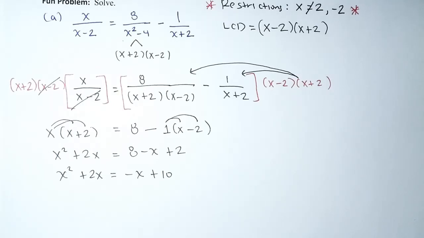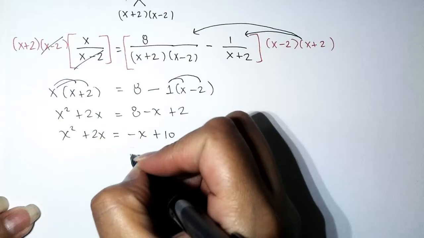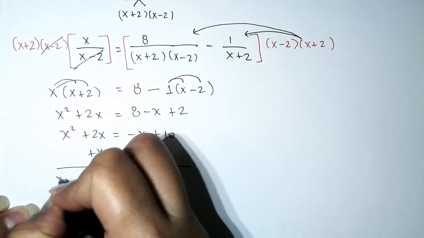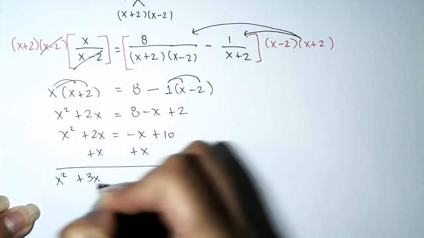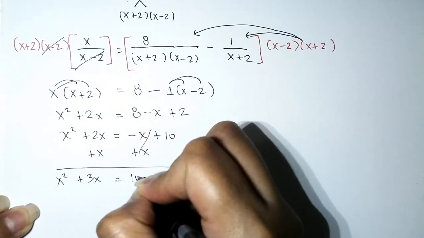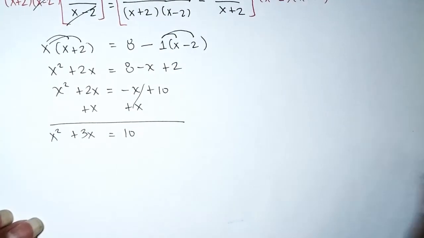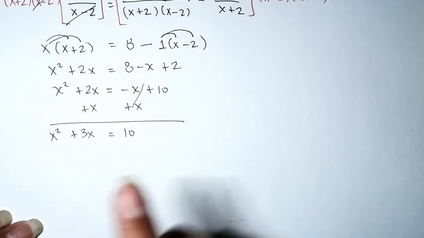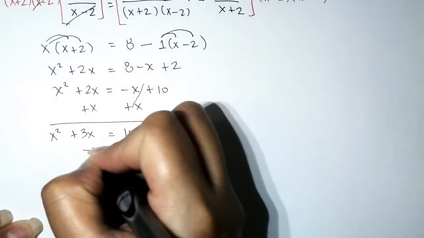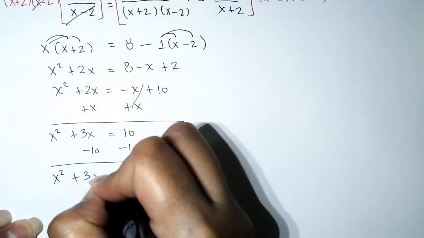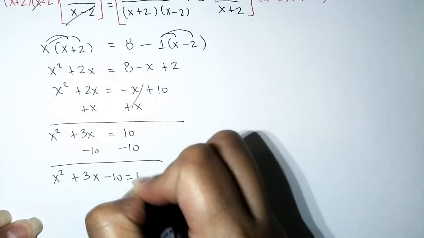So if we solve a quadratic equation by factoring, the first thing we need to do is set this equal to 0. So let's go ahead, add x to both sides, and that will leave us with x squared plus 3x is equal to 10. To finish it off, we want to set it equal to 0. Let's subtract 10 from both sides, and that will leave us with x squared plus 3x minus 10 equals 0.